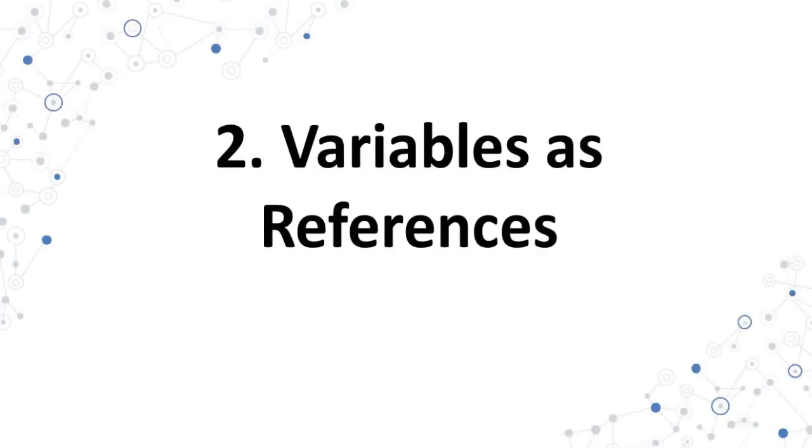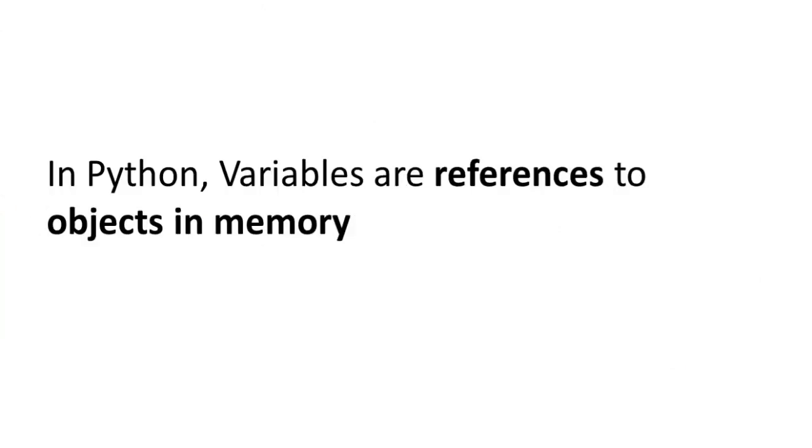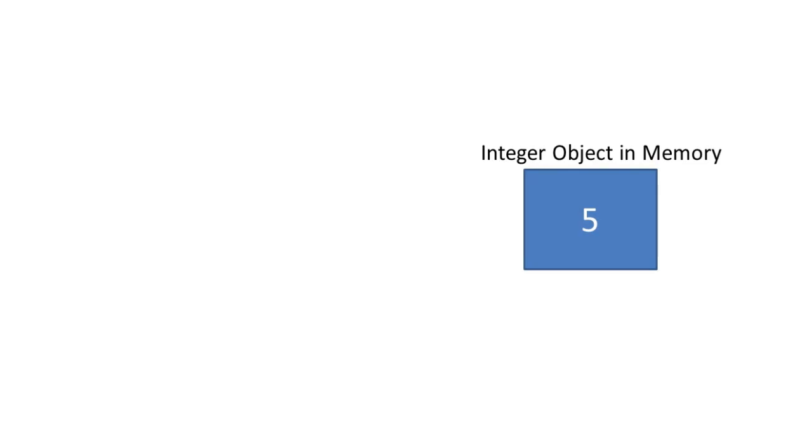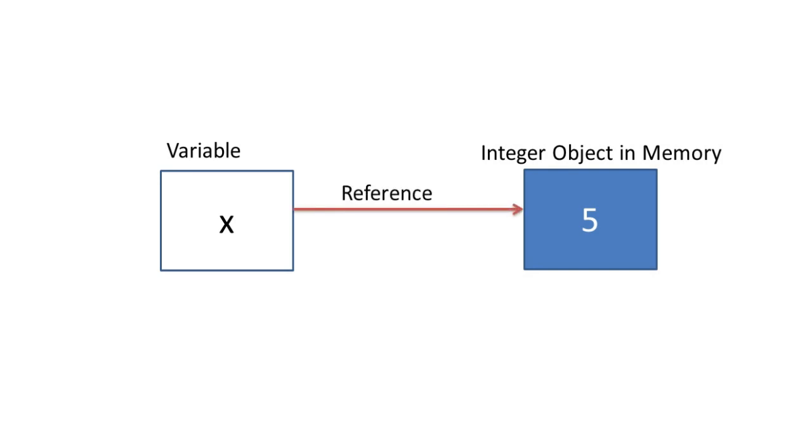The next fascinating concept is variables as references. We often call variables labeled containers for storing data values, but the truth is we should call them references to objects in memory. Let me clearly explain this through an example. Consider a variable x. Let us assign a value 5 to it. When this assignment is made, an integer object with the value 5 is created in memory and the variable x simply points to that integer object.